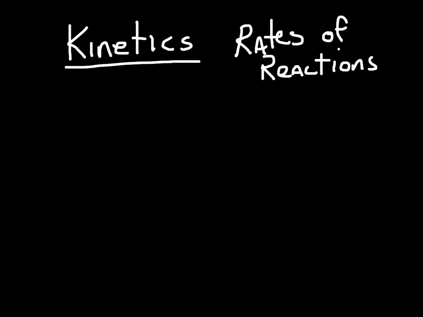So this next topic is called kinetics, and it refers to the rates of a chemical reaction. You have some reactions that go fast, and you have some reactions that go slow, okay? So, for example, a fast reaction would be a bomb, okay? An explosion. A chemical reaction that produces products very, very quickly.